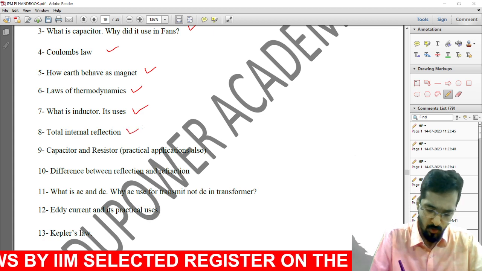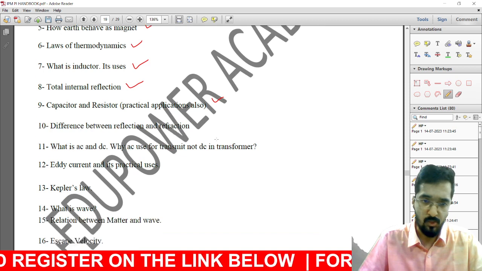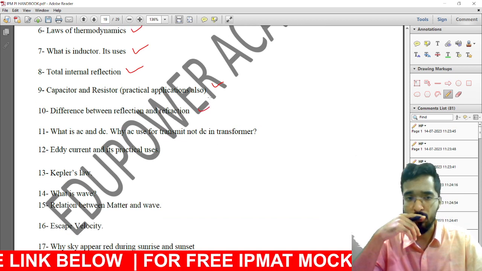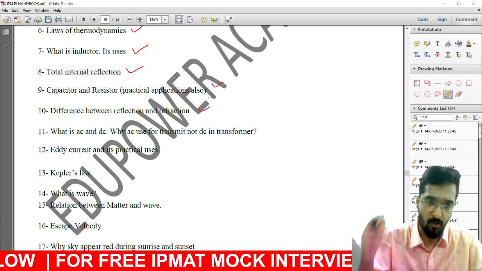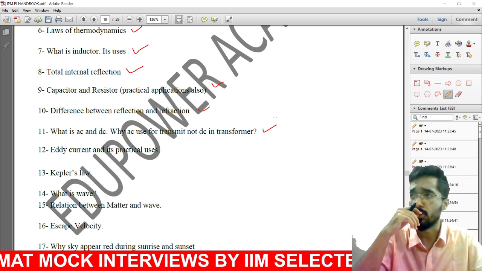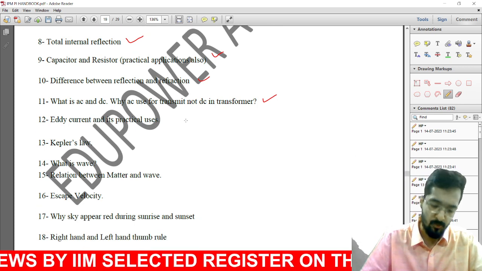What is total internal reflection, light. Capacitor and resistor. Difference between reflection and refraction. So again questions related to light. What is AC, DC? Why is AC used for transmission, not DC, in the transformer? So questions related to electricity again. Eddy current and its practical use.